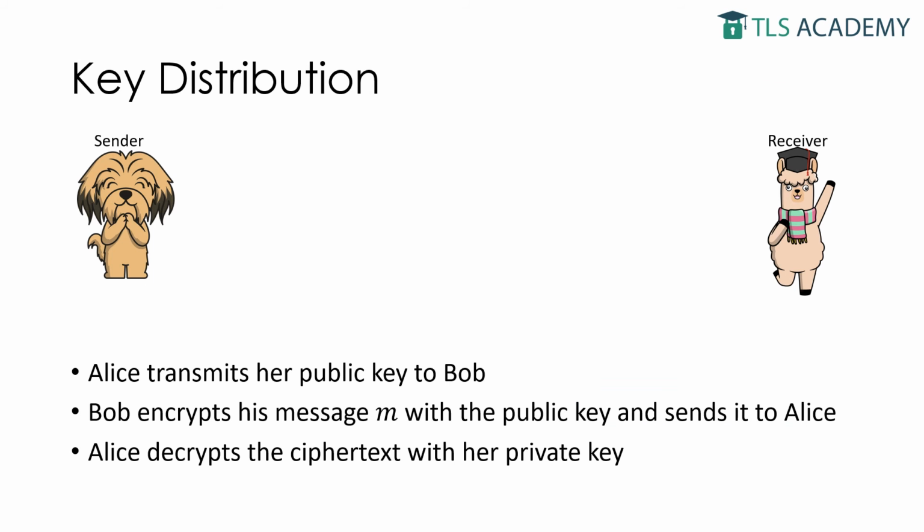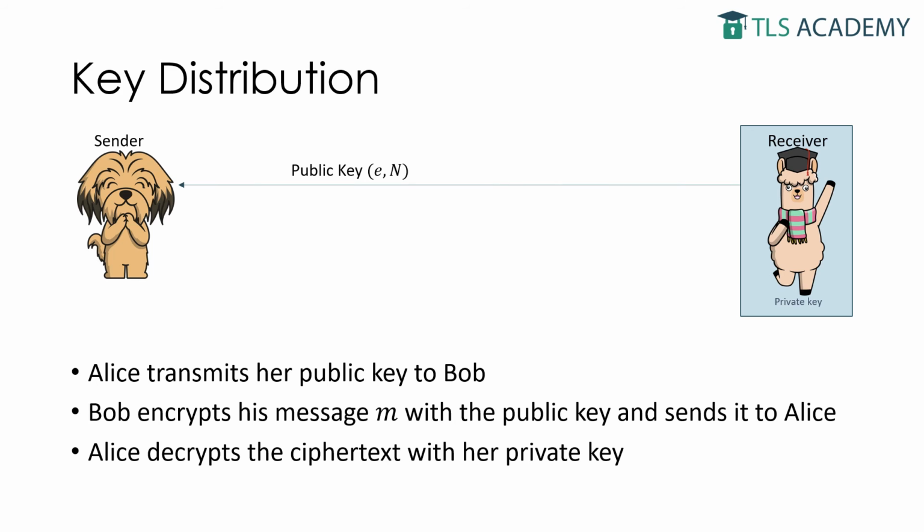Imagine the sender wants to send a message to the receiver. For that reason, the receiver generates the keys as described in the previous step and transmits the public key to the sender. The route has to be reliable, but not necessarily secret. The public key is public, after all. The sender then encrypts his message M with the public key and sends the resulting ciphertext to the receiver. The receiver is now able to decrypt the ciphertext with the secret private key and can read the original message.